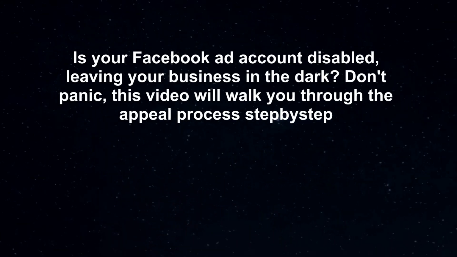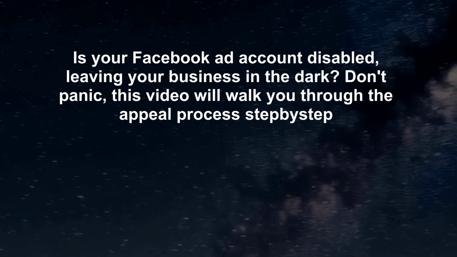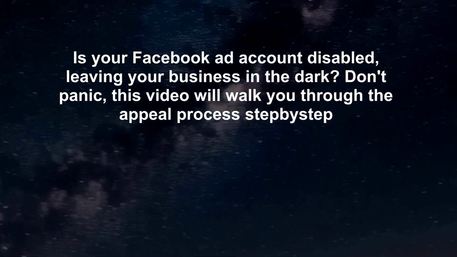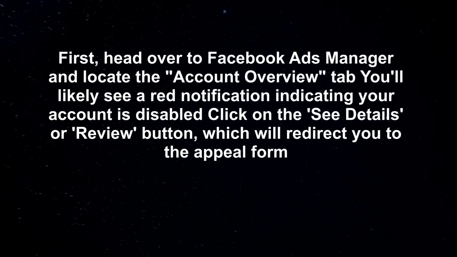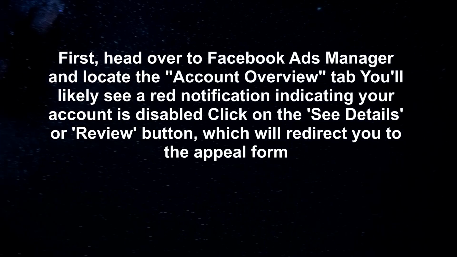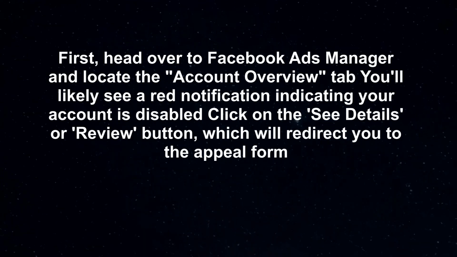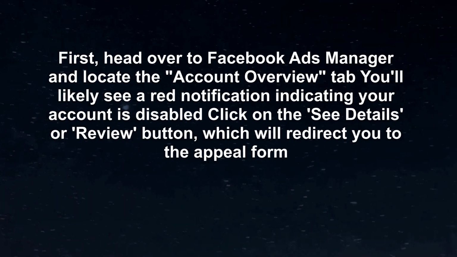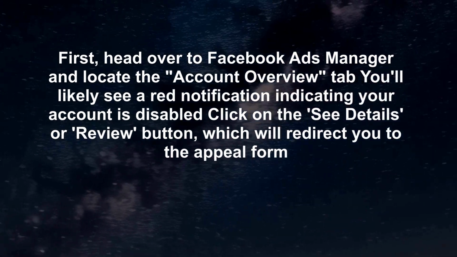Is your Facebook ad account disabled, leaving your business in the dark? Don't panic. This video will walk you through the appeal process step by step. First, head over to Facebook Ads Manager and locate the Account Overview tab. You'll likely see a red notification indicating your account is disabled. Click on the See Details or Review button, which will redirect you to the appeal form.